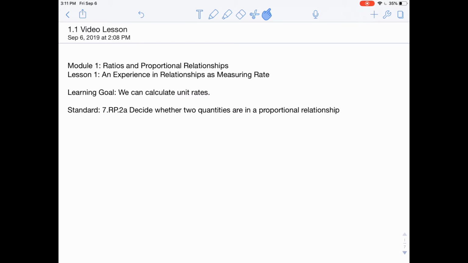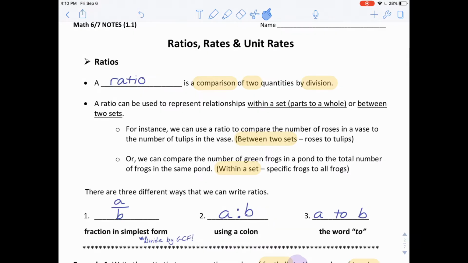Let's start off with some terms that you'll need to know. A ratio is a comparison of two quantities by division. Now, ratios can be used to represent relationships that are within a set. For example, comparing the number of green frogs in a pond to the total number of frogs in a pond. Or they can compare between two sets. So if you have a bunch of flowers in a vase, you could compare the number of roses to the number of tulips.